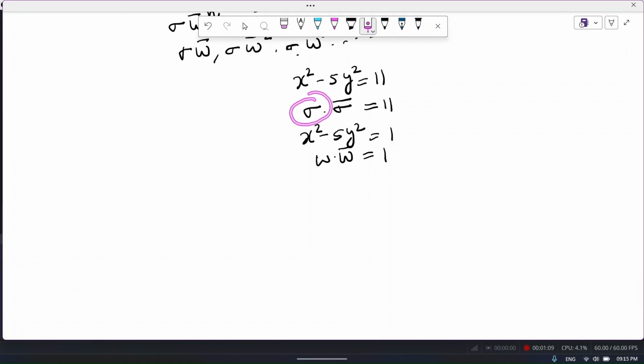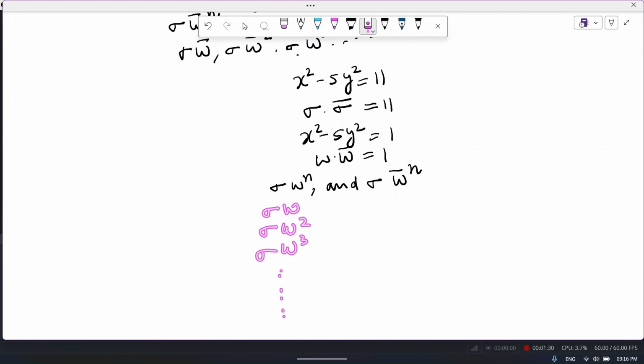And using sigma and omega, we produce infinitely many solutions. Solutions were sigma omega to the power n and sigma omega bar to the power n. So solutions will look like sigma omega square, sigma omega cube, and dot dot dot infinite. Here also sigma omega conjugate square, sigma omega conjugate cube, and again they are infinite. So now what we will do, we will show that these solutions work. We have seen it for n is equal to 1, but we will show that all solutions work.